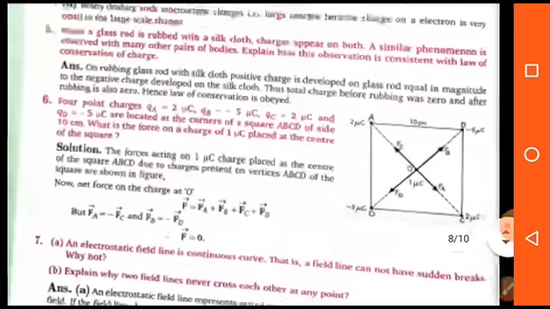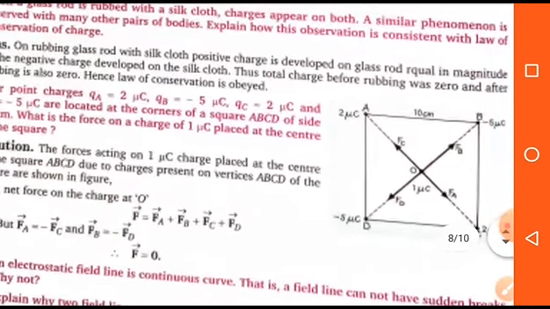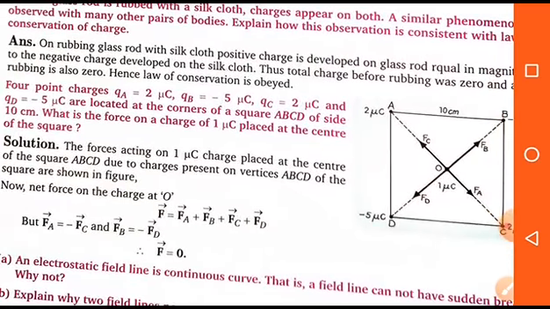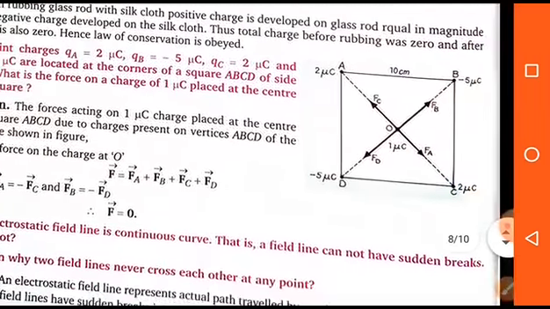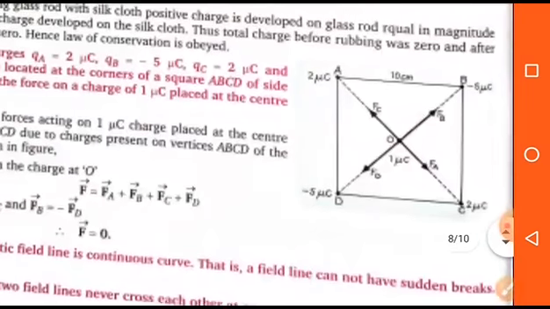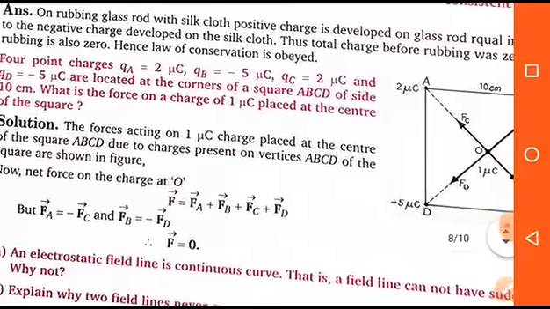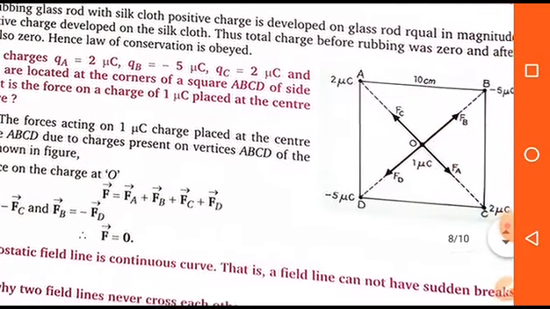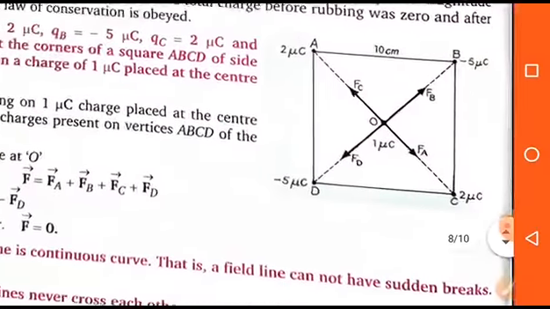Here we will discuss a simple numerical, number 6. It is a most important numerical. Four point charges QA, QB, QC and QD are located at the corners of a square, which is shown in the diagram, and the side of the square is 10 centimeter. What is the force on a charge of 1 microcoulomb placed at the center of the square? So here at point O there is a charge of 1 microcoulomb.